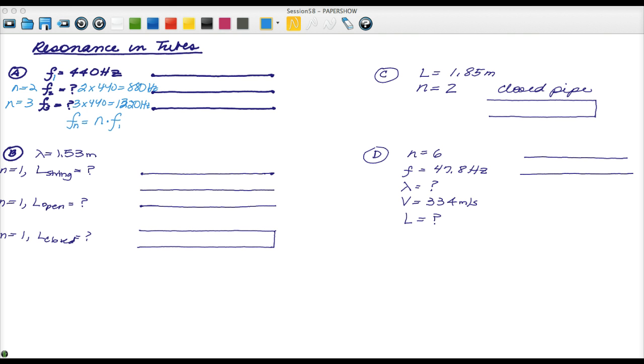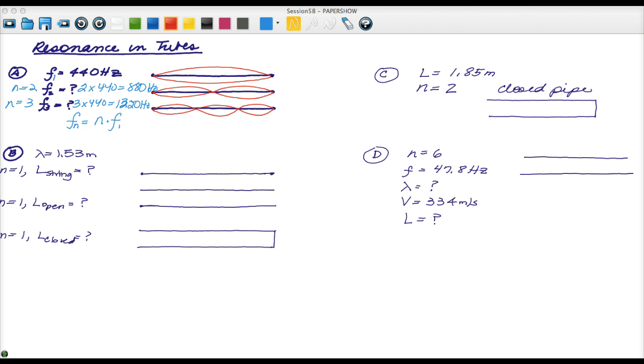To draw the harmonics, don't forget to practice. You have your fundamental, and in the same length string this would be your second harmonic, and in the same length string this would be your third. Make sure you can draw those.